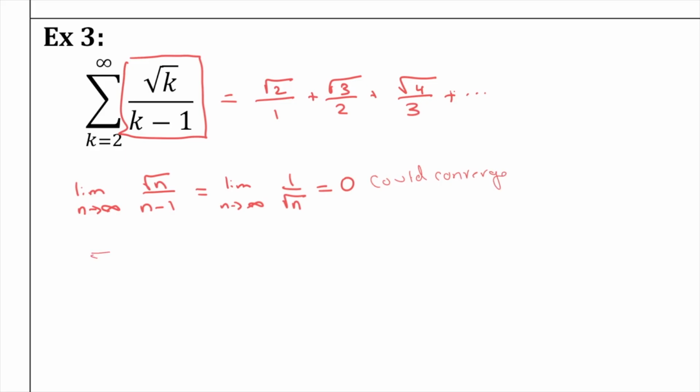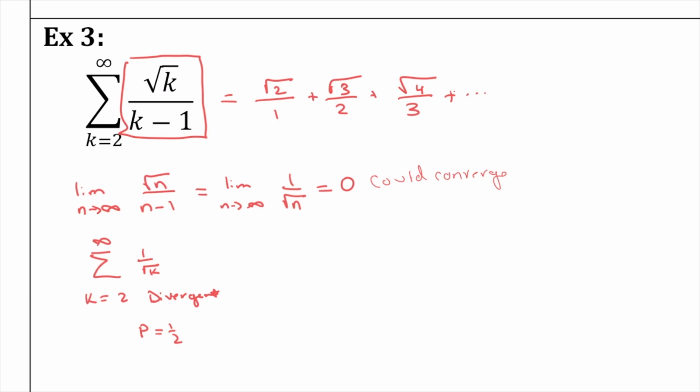Let's compare it to the series k equals 2 to infinity, 1 over k to the 1/2 power, so the square root of k. Now, what does this series do? It is divergent. How do we know? If we think about the p series again, the p value is going to be equal to 1/2, and if your p value is less than or equal to 1, your series will diverge.